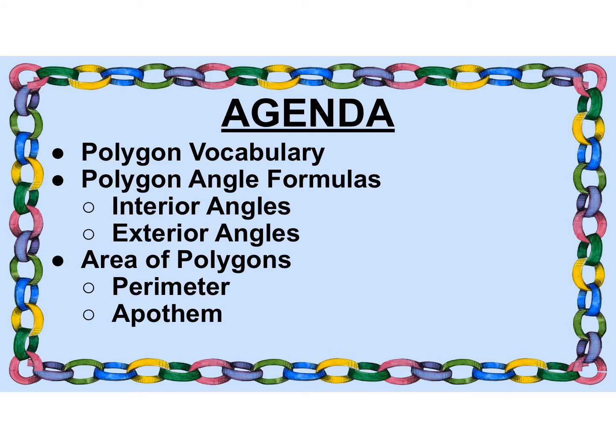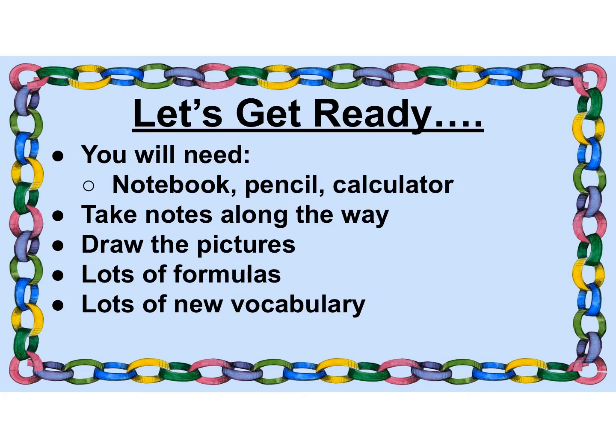So on our agenda, we're going to start with some polygon vocabulary. We'll go through a lot of formulas having to do with the polygon angles, interior and exterior, and the area formula. It involves perimeter and then something called an apothem. So let's get ready. You're going to need your notebook, pencil, and calculator. Definitely have to take notes along the way, draw the pictures, lots of formulas and new vocabulary to write down. Feel free to stop it and do the problems and write out the charts. There's a lot in this video today.